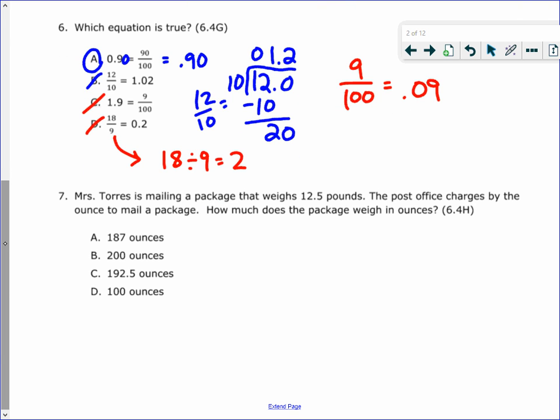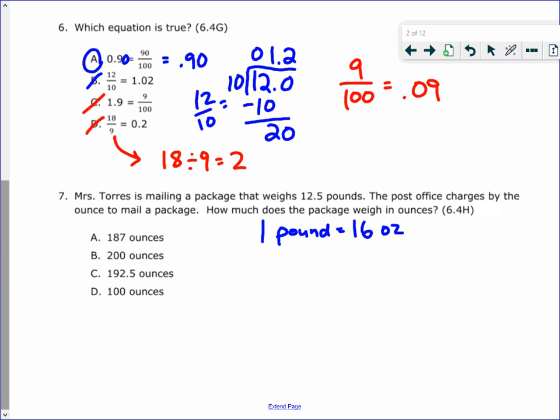All right, number 7. Mrs. Torres is mailing a package that weighs 12.5 pounds. The post office charges by the ounce to mail a package. How much does the package weigh in ounces? So you would need to use your conversion chart for this one. 1 pound on your chart equals 16 ounces.